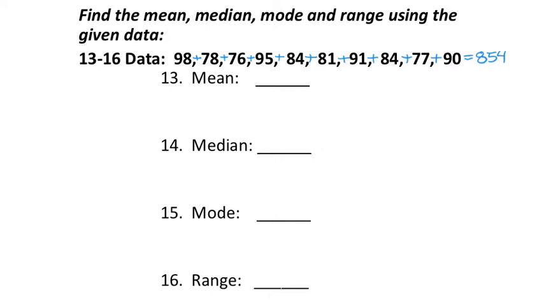Then in order to find the mean or the average, I just need to divide this by however many numbers there are. So how many is there? 1, 2, 3, 4, 5, 6, 7, 8, 9, 10. I got 10. So I will divide this by 10. And after dividing by 10, which I don't really need a calculator for, that's just moving the decimal one time to the left, that'd be 85.4. So an average, or mean, of 85.4.